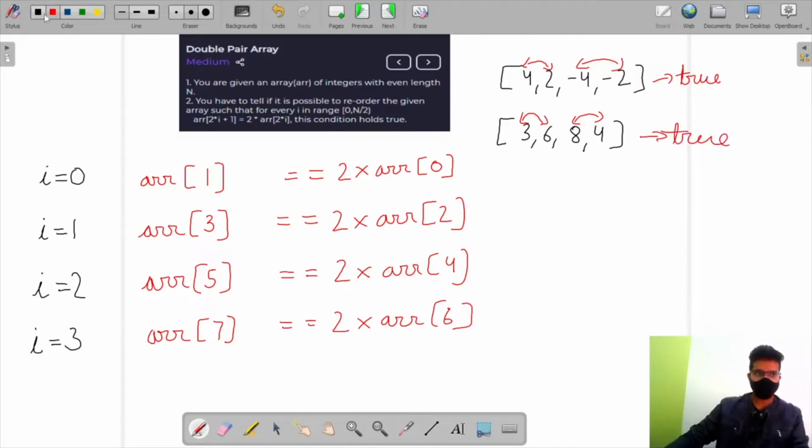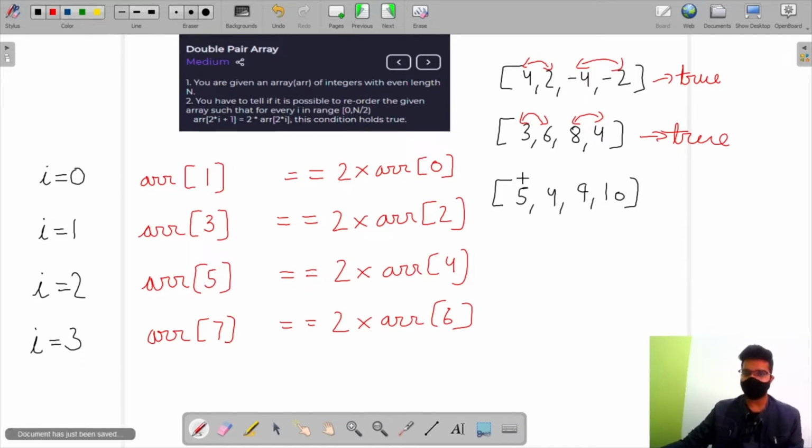Fair enough. Now let's see some more conditions. For example, we are given 5. What else? We are given 4. We are given 9 and we are given 10. So in this case, let's see what happens. Here we got 5. We can pair 5 with its double. Its double exists, that is 10. So we are going to pair them both.